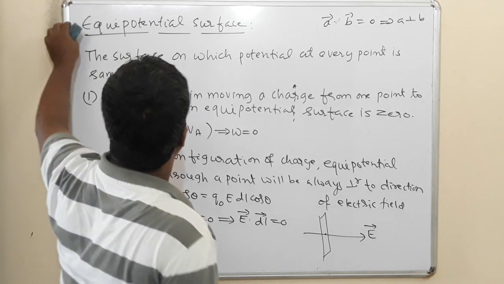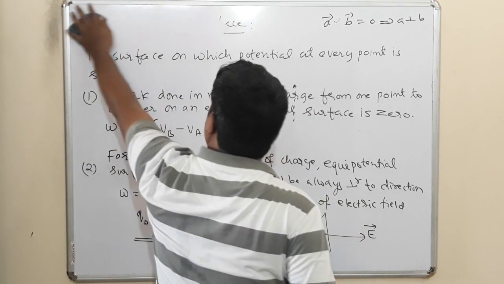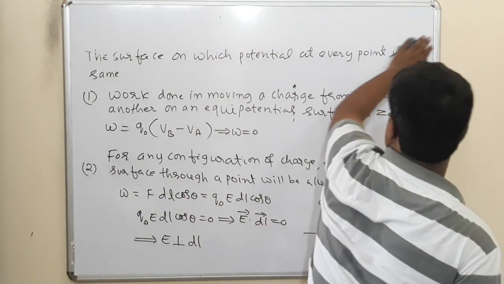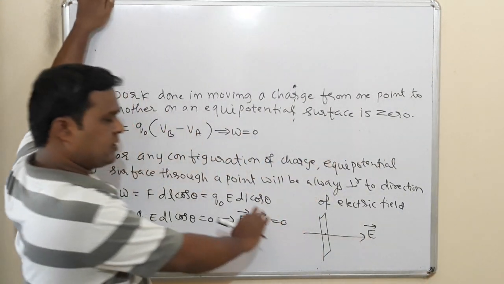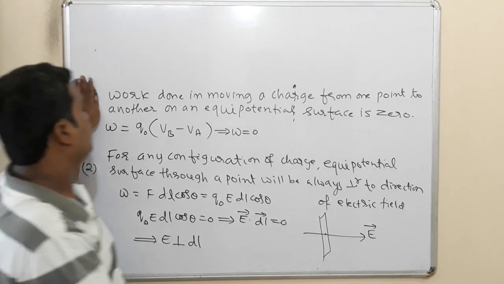Okay, make a note of this. That means if we know the direction of the electric field, we can draw the equipotential surface through any point, because we know that the equipotential surface is perpendicular to the field.